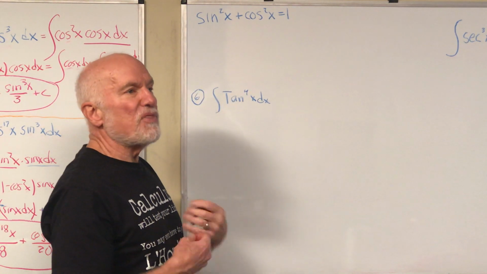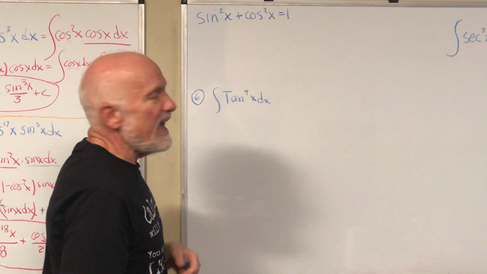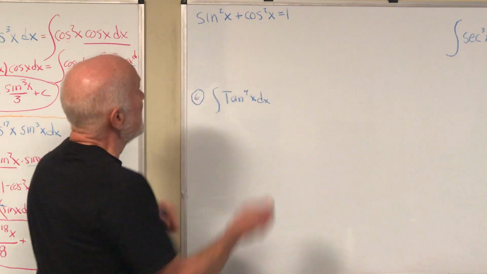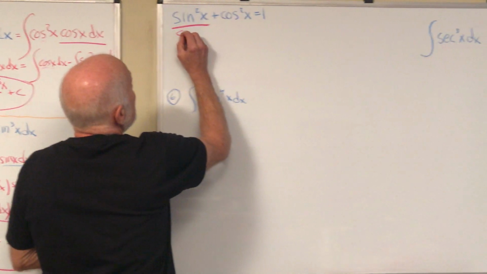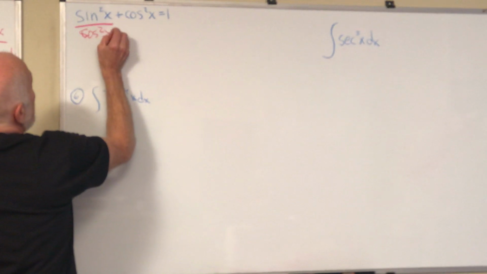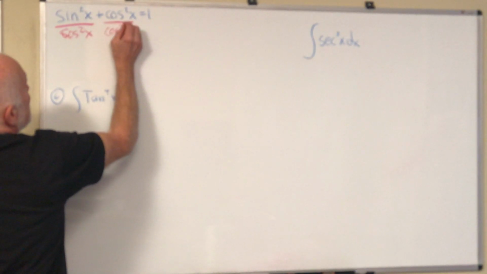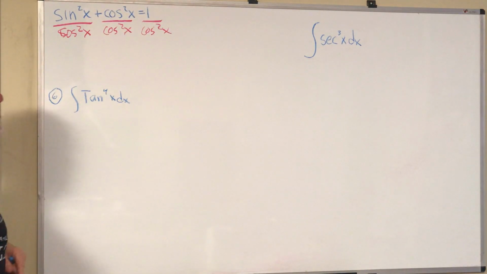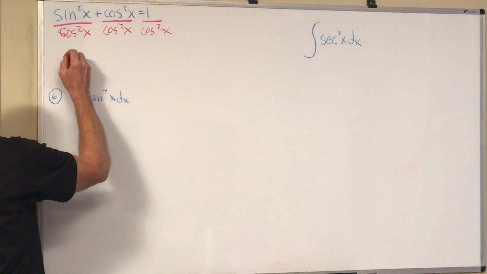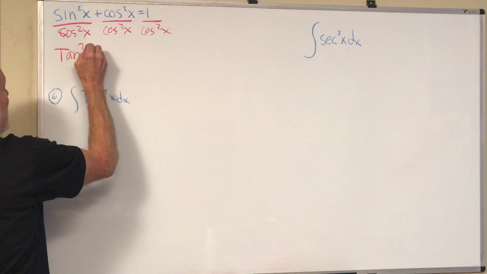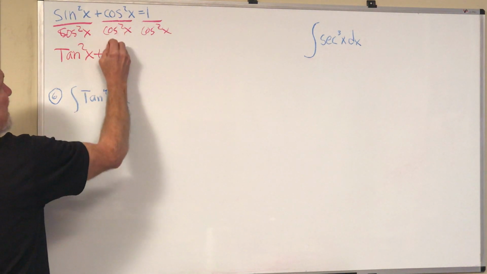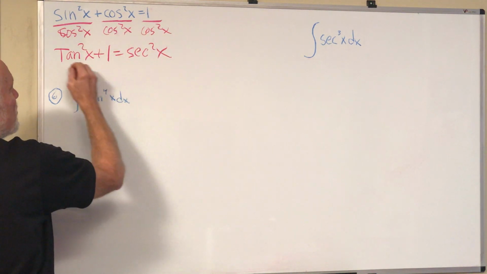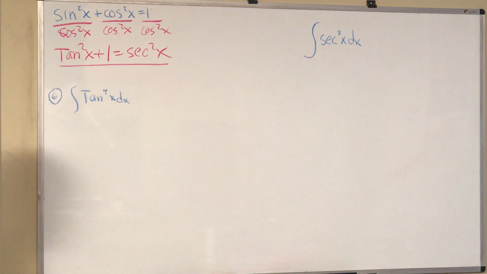There's another Pythagorean identity. And I always forget what it is. I just know it exists. So I go back to this one and I divide everything by cosine squared of x. And I should be able to do that. Divide both sides by the same thing. Sine squared divided by cosine squared is tangent squared. This is just 1. And 1 over the cosine squared is the secant squared. So this is the other Pythagorean identity.